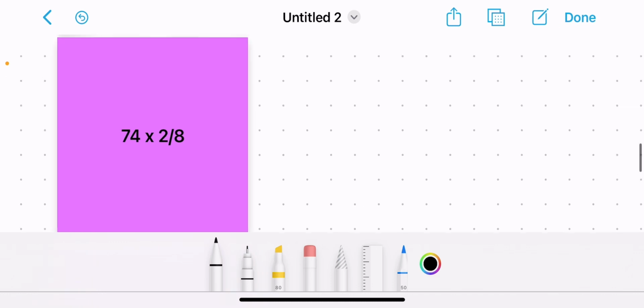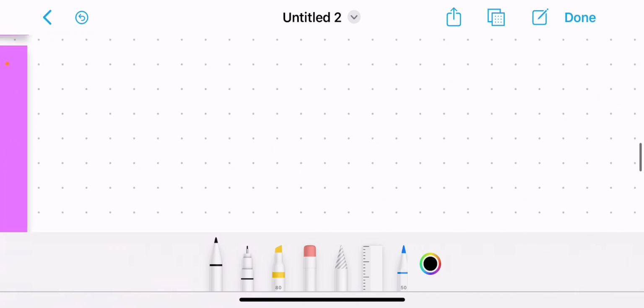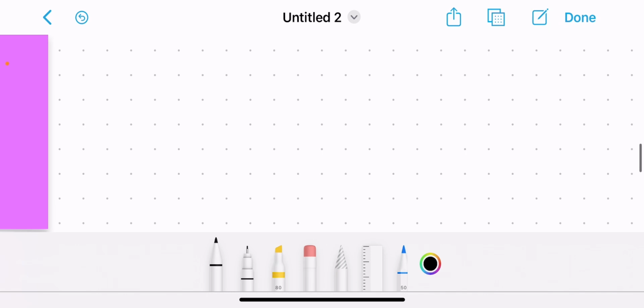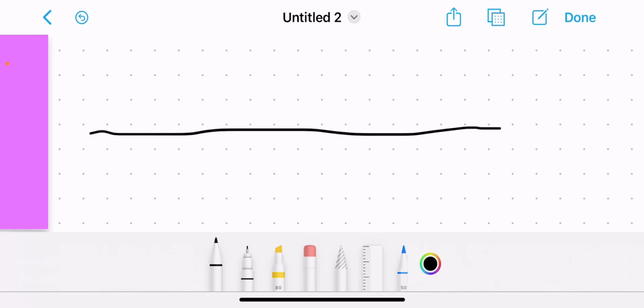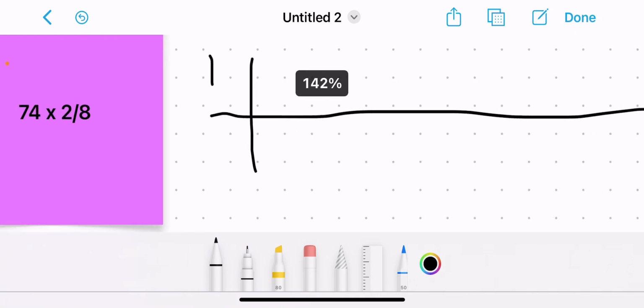All right, here's how I would approach it. I'm going to use a ratio table to represent my thinking. So I'm going to start on one end with 1 times 2/8.